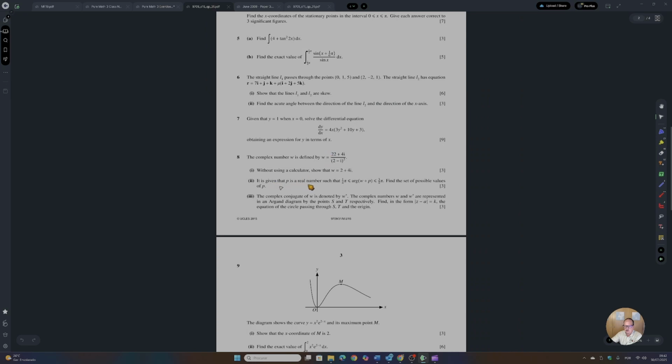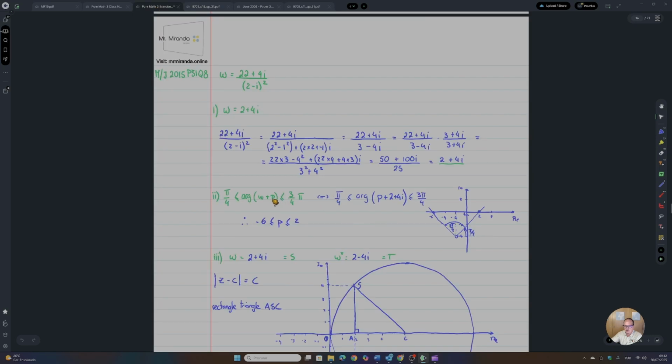Now, it is given that p is a real number such that pi over 4, the argument of w plus p, is comprehended between and including pi over 4 and 3 pi over 4. Find the set of possible values of p. Okay, let's substitute w by what it is. We already know what it is. So let's just represent this in an Argand diagram.